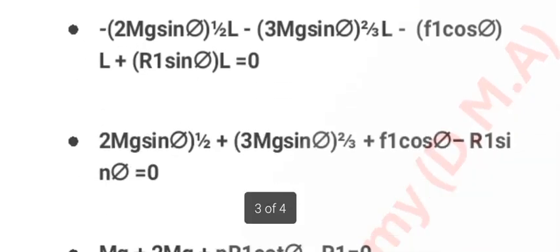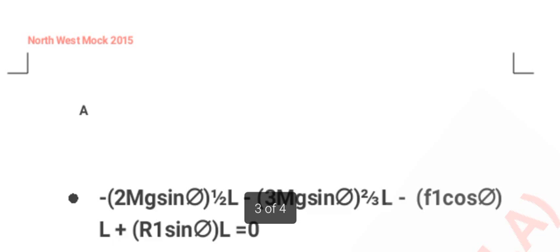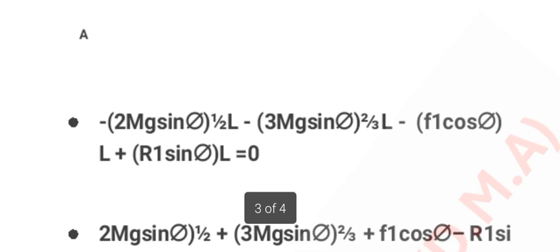Or the total sum of moment at any point should be equal to 0. Okay, now we're going to take moment about point E. Point E, this point E here, we have negative 2 mg sin theta times half L. Let us verify this one.